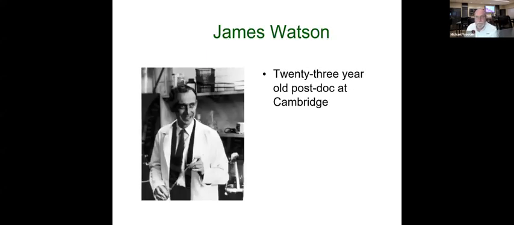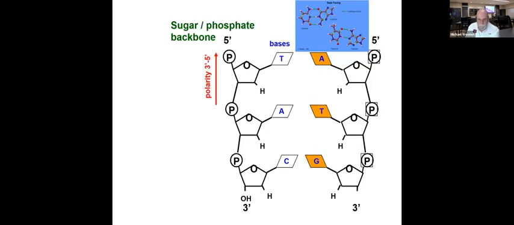The other individual, a very aggressive young man, was James Watson, an American. He had gone over on a postdoc to Cambridge, and he set out to figure out the structure of DNA. That was his goal in life. He and Crick became collaborators, and they started working on this project. They sat down and thought about, okay, what do we know?